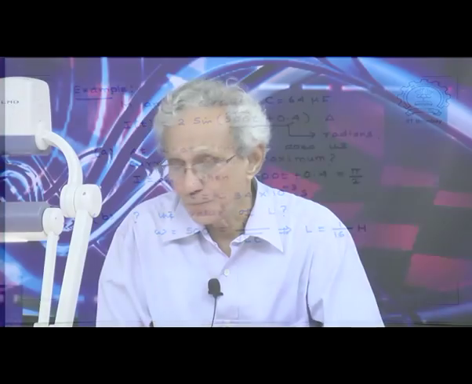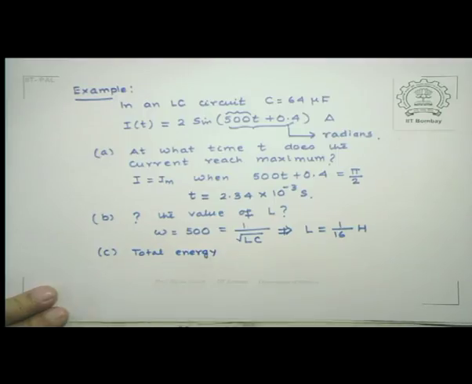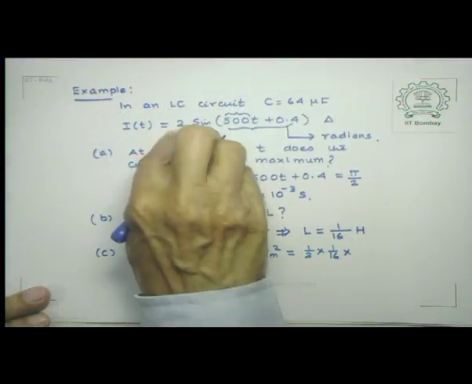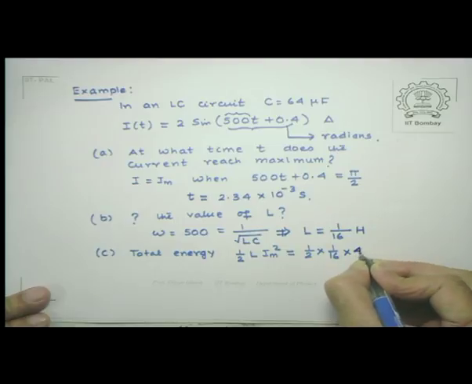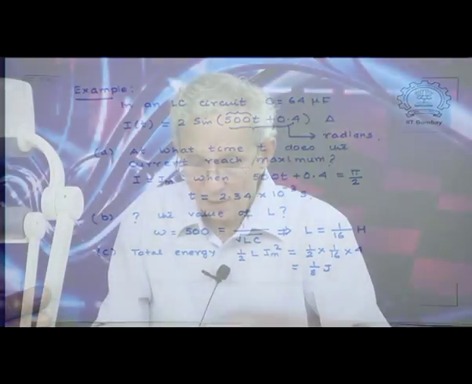What is the total energy? I can simply compute the magnetic energy when it is maximum, because I know at that time the capacitor energy is 0. So it is simply half L Im square. Now that I have computed L, it is half into 1 by 16 and Im was 2 ampere, that's the maximum. So therefore this into 4, and that's equal to 1 over 8 joules.